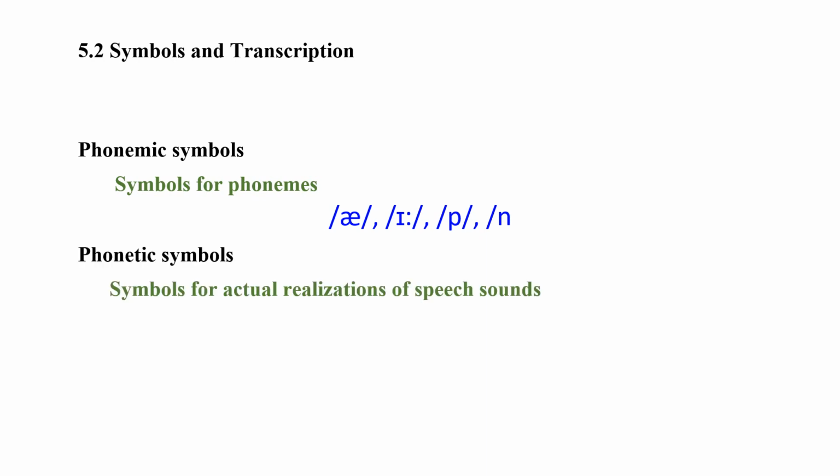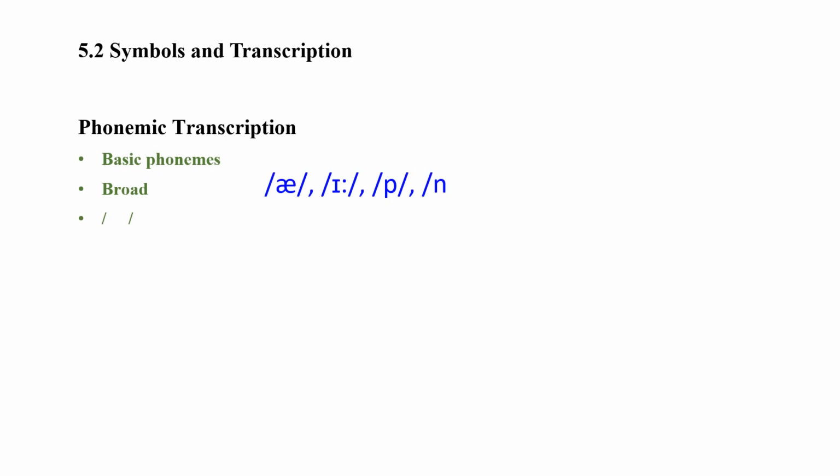Phonemic symbols refer to the symbols for phonemes. Phonetic symbols refer to the symbols for actual realizations of speech sounds. Phonemic transcription uses the basic phonemes. It is referred to as broad transcription, and slashes are used for this type of transcription.